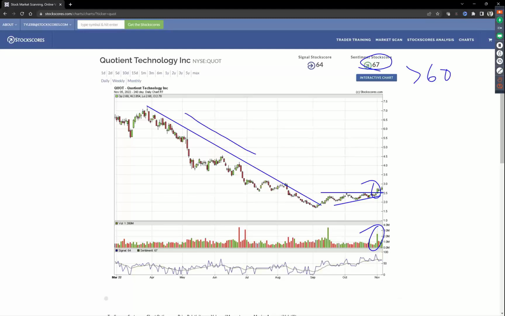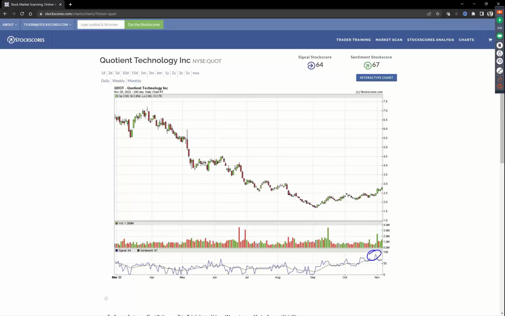Notice that when the stock was moving lower, it was always below 50 even, right? See that green line's always been below, and it's only come above that 60 mark in the last few days. And the reason it has come above 60 is because we're getting the spikes upward in the blue line. The blue line is called the signal stock score. And so that brings the average up. The green line is just an average of the blue line to smooth it out. And so why is that happening?